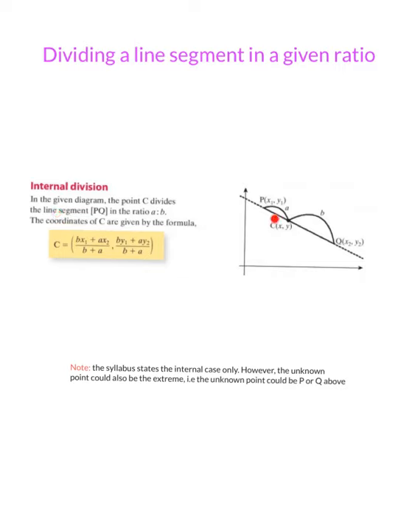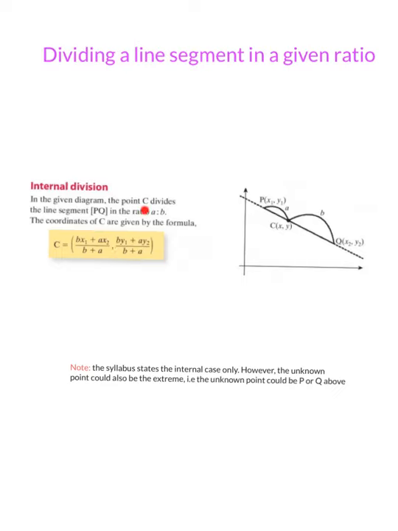To find that point in the middle, it is given by a formula, and the formula states that it's B times x1 plus A times x2 divided by B plus A, B times y1 plus A times y2 divided by B plus A.